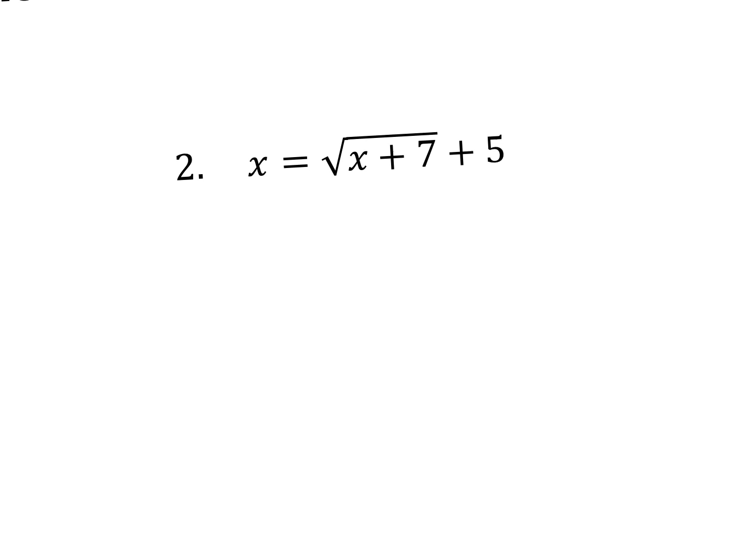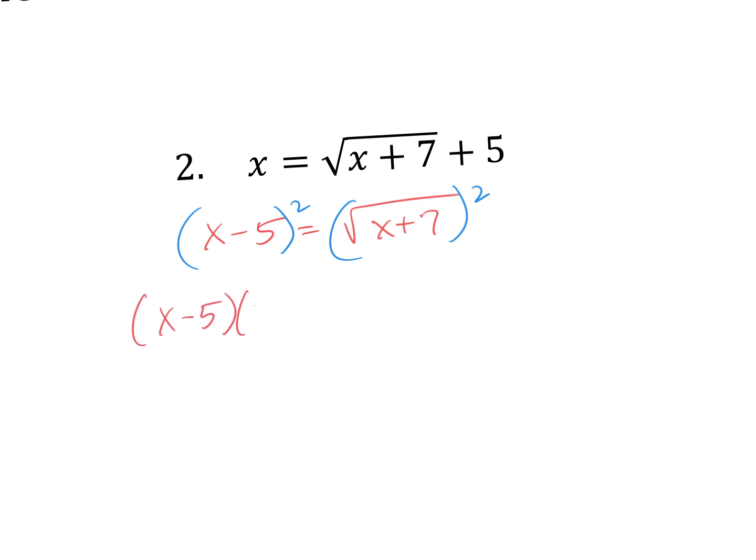We got to subtract our 5. We got to get our square root by itself before we can square both sides. And is squaring both sides going to be as convenient this time? It's not, because look what happens over here. If I've got x minus 5 times x minus 5, we've got to write it out, you guys, so that you don't forget to do the outers and the inners.